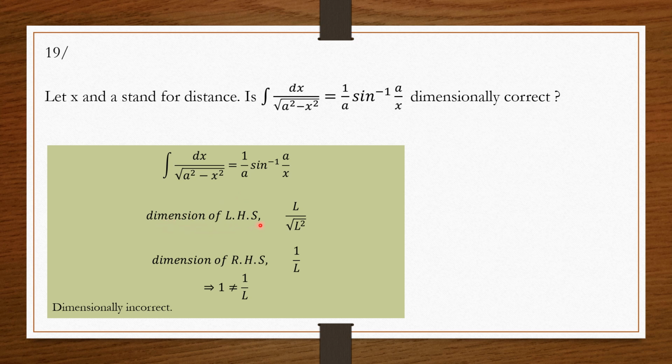So the dimension of the LHS will be: the dimension of dx will be L, and the dimension of a square minus x square will be L square. So L by root over of L square is equal to 1, and these two will cancel out each other, so this will be dimensionless. And let's check the dimension of the RHS. This will be 1 by a, that is 1 by L. And because this is sine inverse a by x, this is an angle and is dimensionless, so the dimension of the RHS will be 1 by L. So here 1 is not equal to 1 by L, so this is dimensionally incorrect.